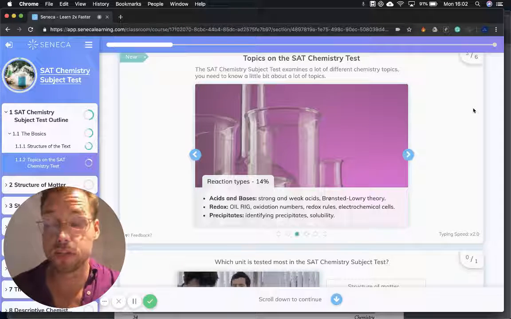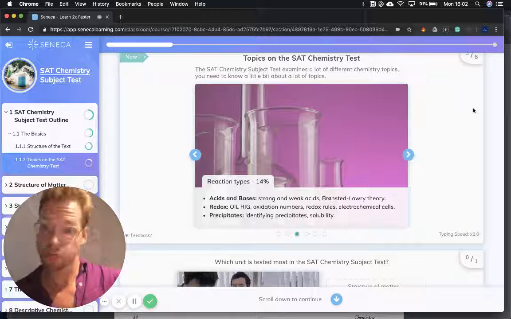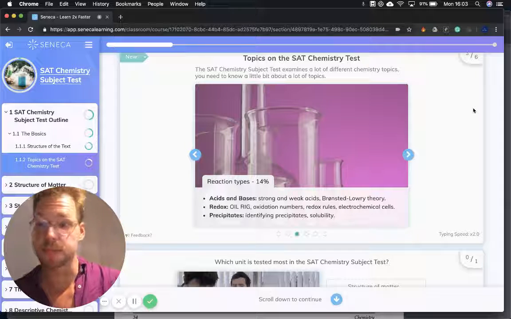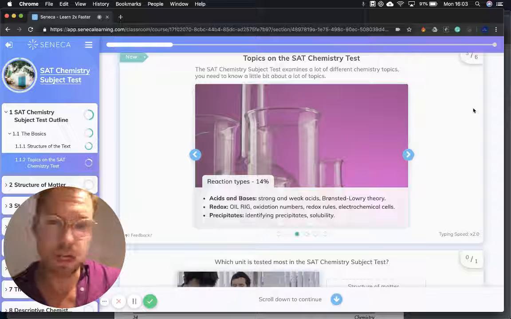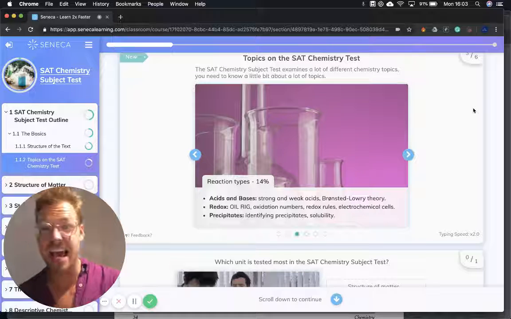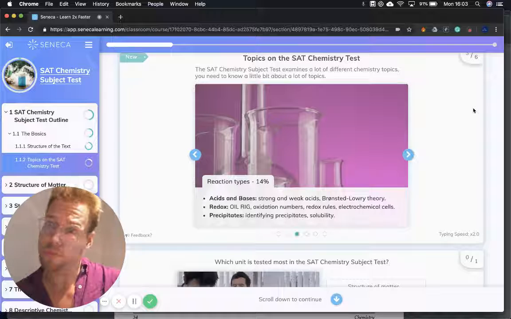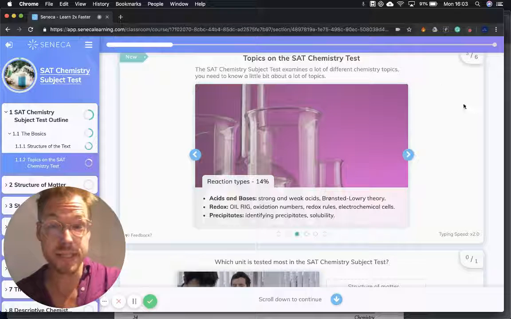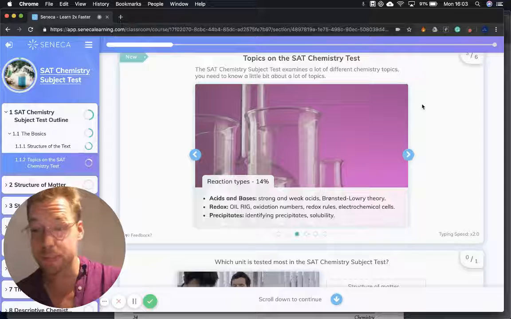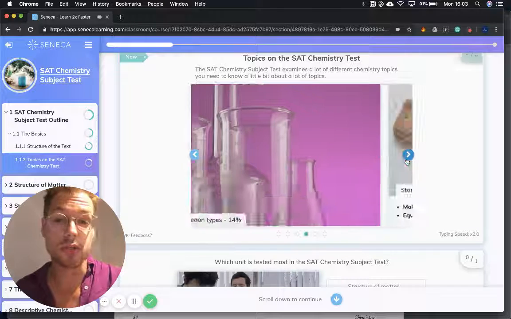Redox, that's also going to be a key reaction type you need to know. So OIL RIG is a mnemonic you're going to come across very frequently. Oxidation numbers, redox rules, electrochemical cells. I absolutely hate electrochemical cells, but they're guaranteed to come up. So make sure you know the rules. Precipitates, identifying precipitates, make sure you know your precipitate colors, and also solubility rules.